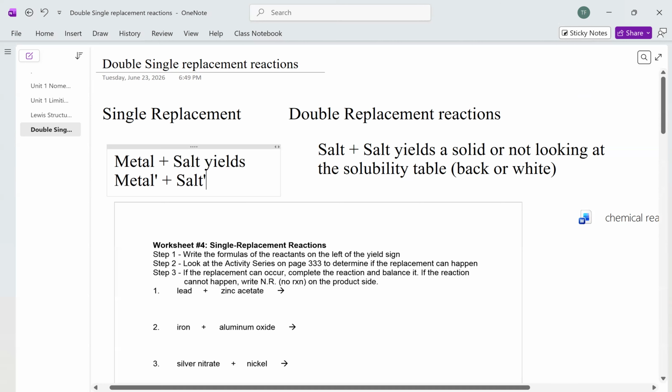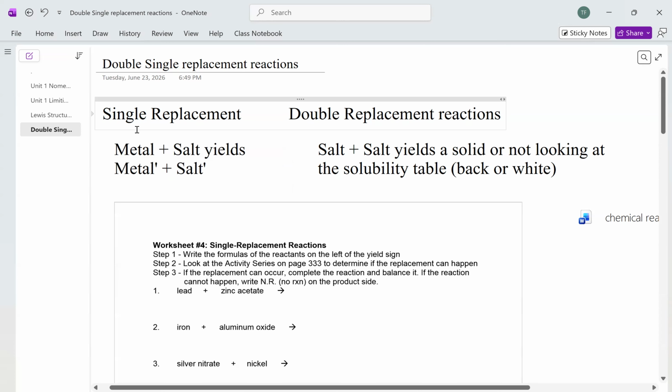Okay, so in a single replacement, you start with a metal and a salt, and then if something happens, the metal is changed to another metal, and the salt becomes the metal. So that's the main difference between these two: what are you starting with versus what you end with?